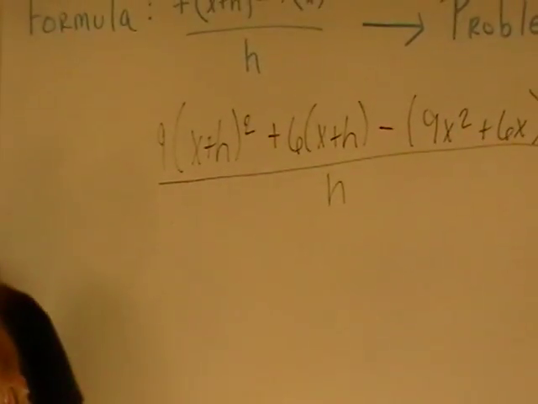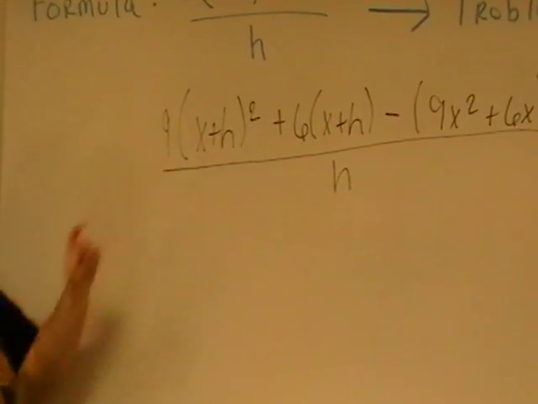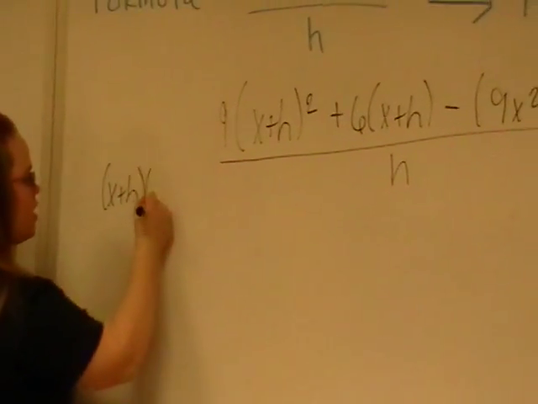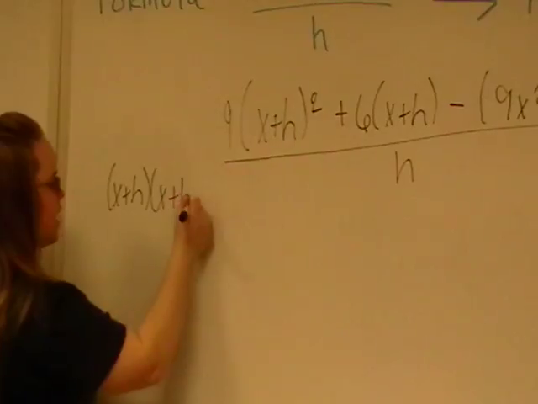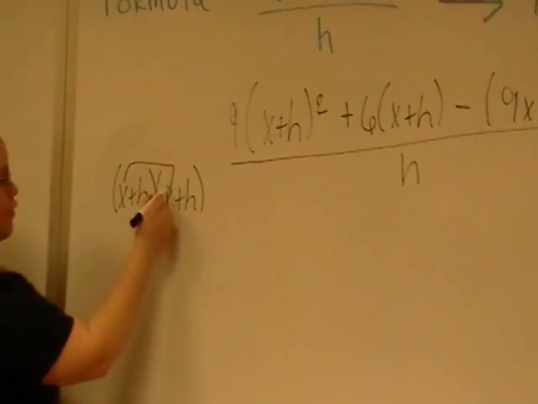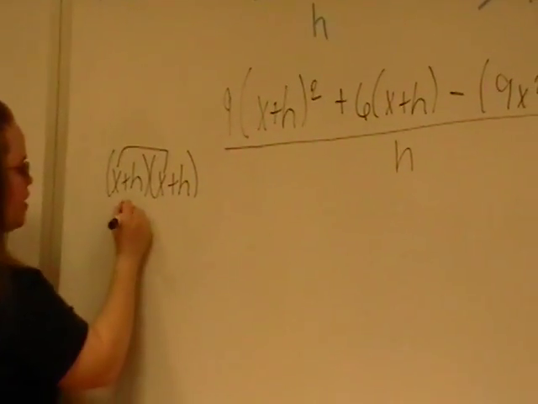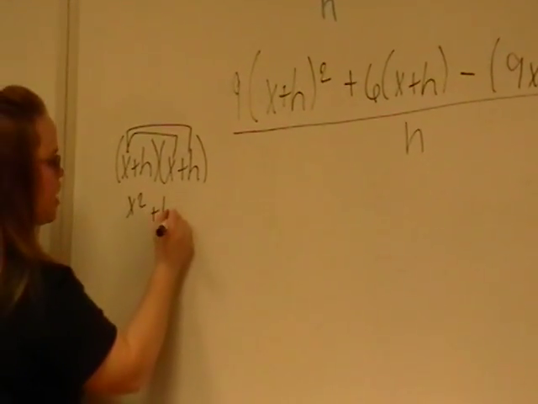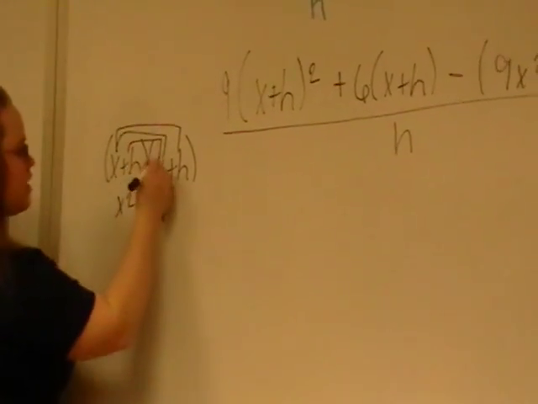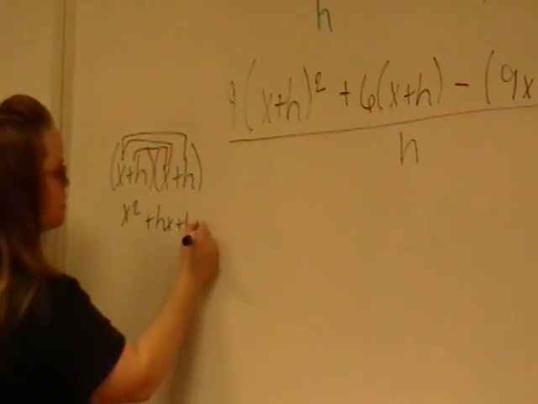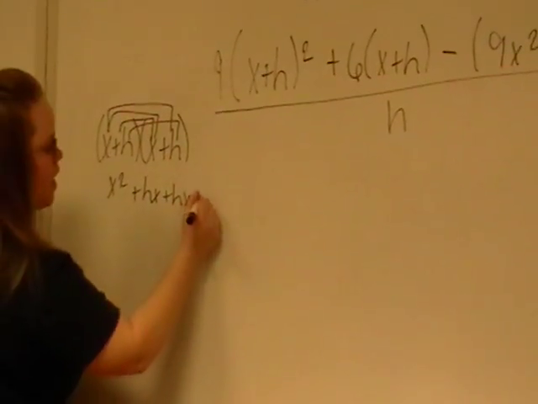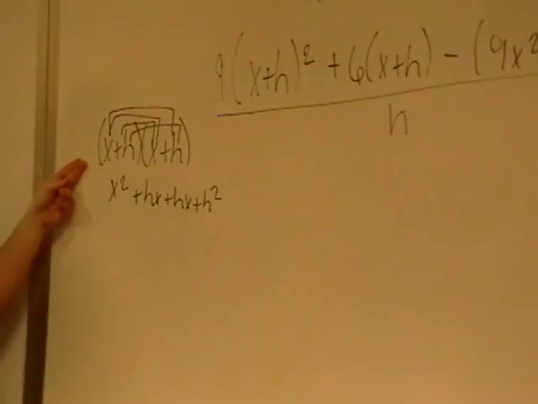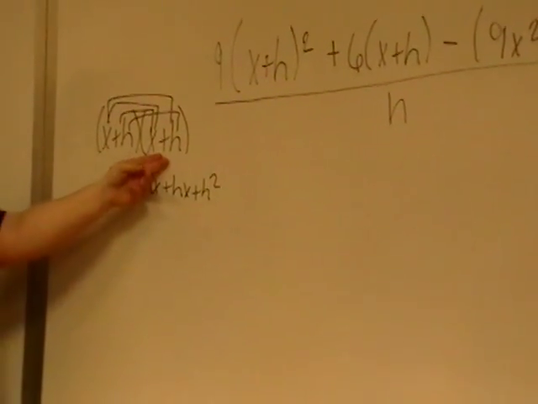So for our second step, all we're going to do is FOIL our parentheses, which means we're going to write x plus h multiplied by x plus h. You do your first, and that gives you x squared plus hx plus hx plus h squared. This is what you get when you multiply x plus h by x plus h.